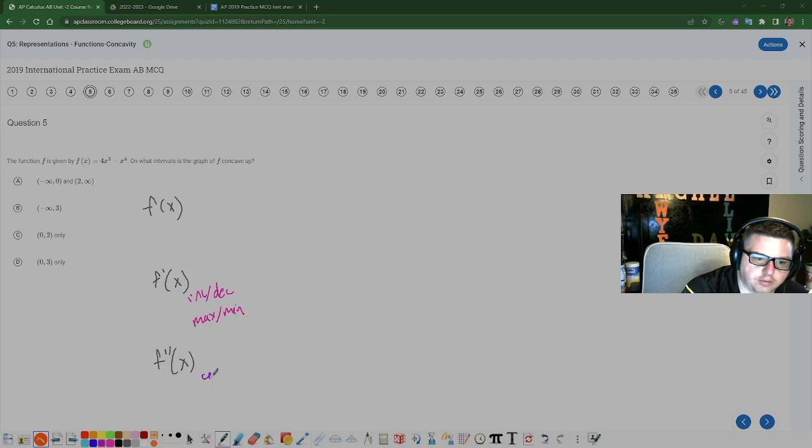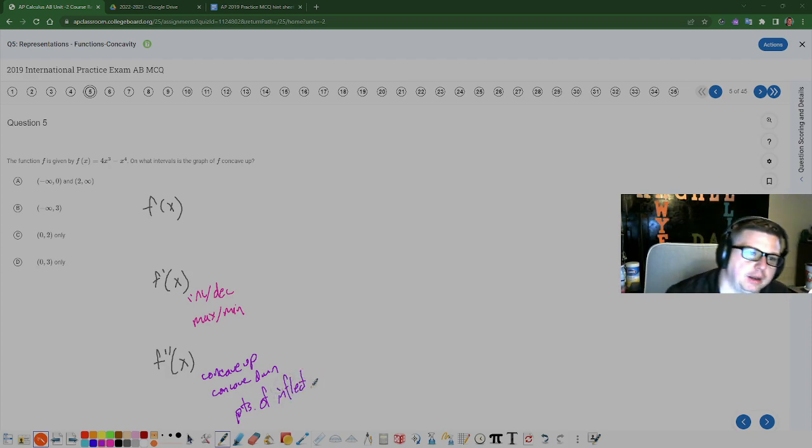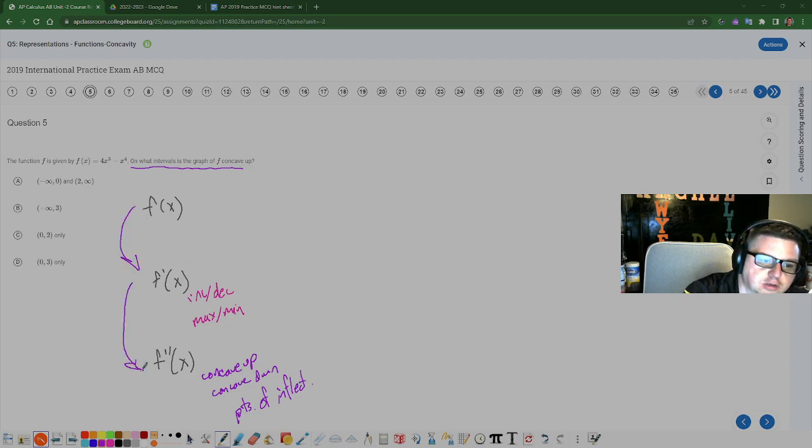The second derivative talks about concave up, concave down, and points of inflection. So depending on what we need, like when the question asks what intervals is the graph concave up, that is telling us that we need to get down to the second derivative. And if we get to the second derivative, we want to know in that second derivative what values are positive. So this is what we're going to do.